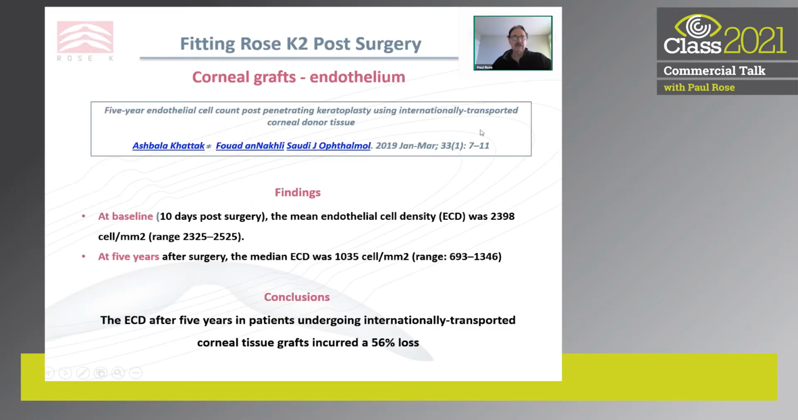If we look at a penetrating graft, this was a study done back in 2019, last year, on penetrating grafts. They looked at the endothelial count at baseline, 10 days after surgery, and found it had a range of about 2,300 up to about 2,500. But after 5 years, that had dropped to an average of around 1,035. So naturally, after the graft, in the first 5 years, the patient had lost 56% of their endothelial cells.